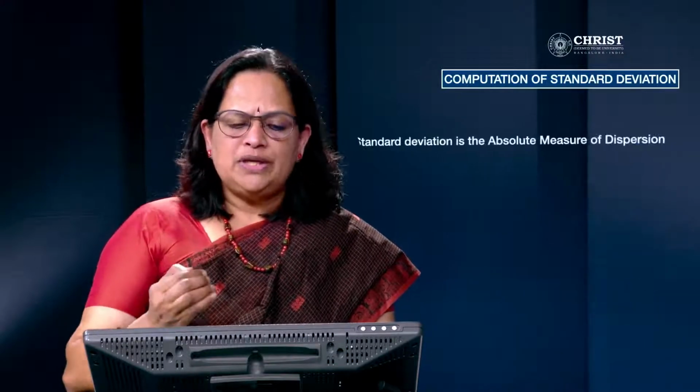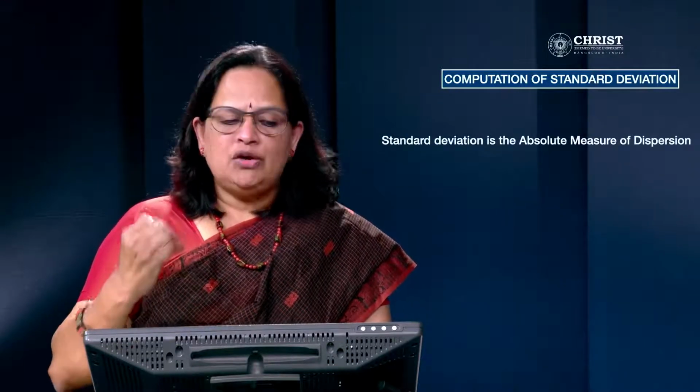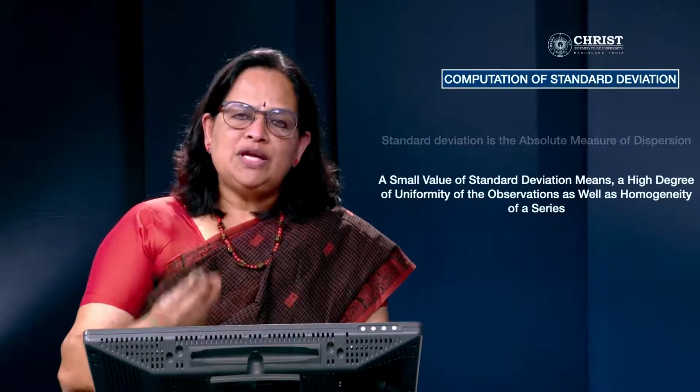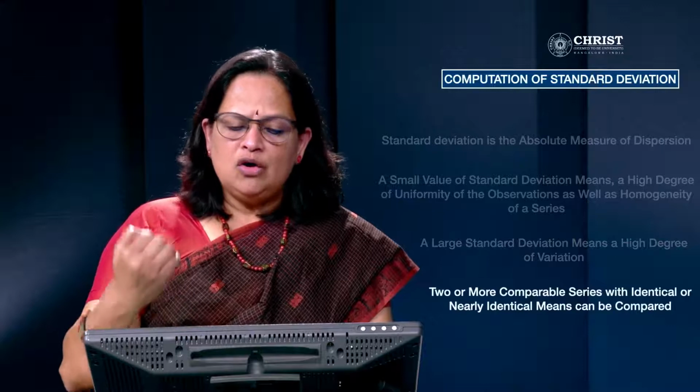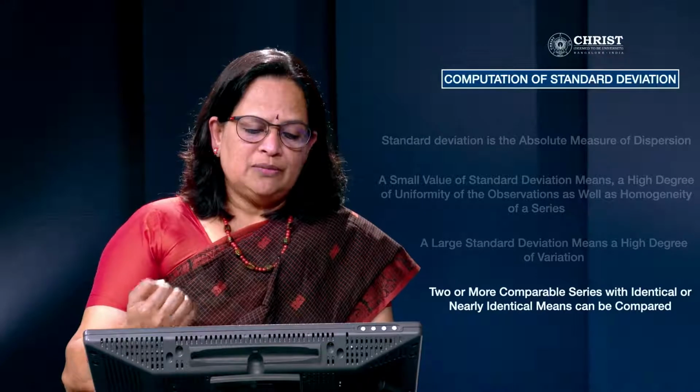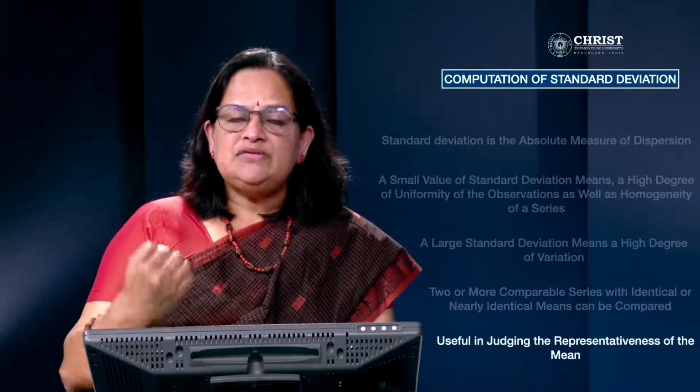Standard deviation is an absolute measure of dispersion, the variability of a distribution. A small value of standard deviation means a small variation. If the value is small, then we can say that there is high uniformity among the observations. But if there is a large deviation, that means there is a high degree of variation among the variables or the distributions. Two or more comparable series with identical or nearly identical means can be compared using this measure, the standard deviation, and it is useful in judging the representativeness of the mean.